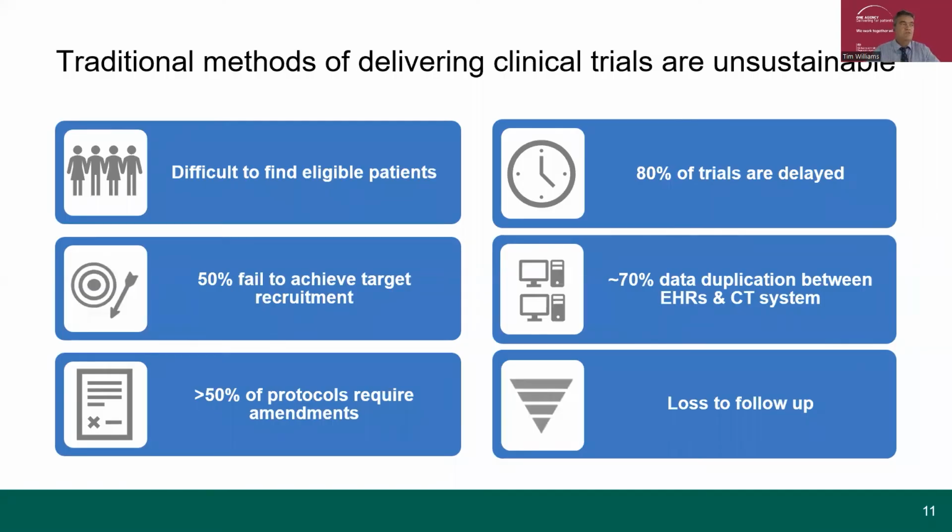So why do we want to do this anyway? What's wrong with the way that we recruit to clinical trials? Well, it is difficult to find eligible patients. Trials often fail to recruit to target. About 50% fail to recruit to target, and 80% of them are delayed. There is quite often an issue relating to loss to follow-up, and pretty much all clinical trials need some form of amendment along the way.